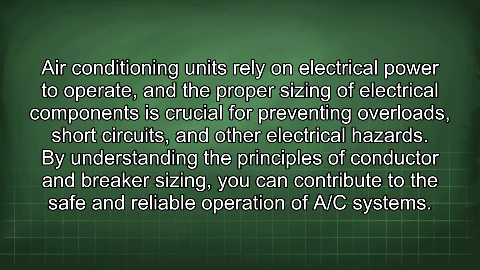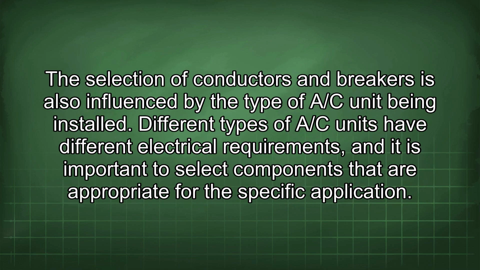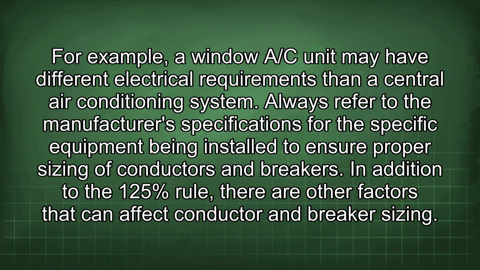By understanding the principles of conductor and breaker sizing, you can contribute to the safe and reliable operation of A/C systems. The selection of conductors and breakers is also influenced by the type of A/C unit being installed. Different types of A/C units have different electrical requirements, and it is important to select components that are appropriate for the specific application. For example, a window A/C unit may have different electrical requirements than a central air conditioning system. Always refer to the manufacturer's specifications for the specific equipment being installed to ensure proper sizing of conductors and breakers.